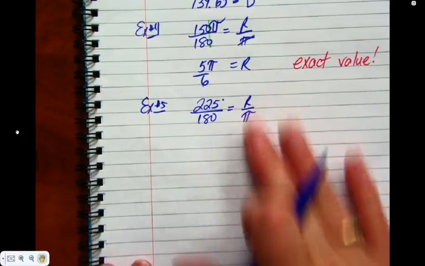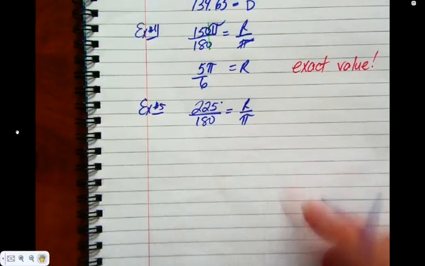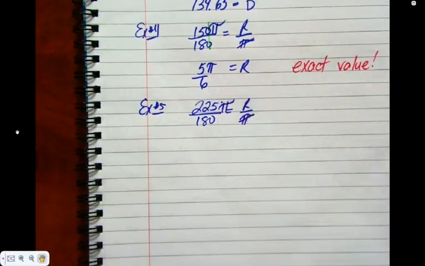Same as the last one. How do I get rid of a division by pi? What's the opposite of dividing something by pi? Multiplying. So I'm just going to tuck it up to the other side and cancel it on the right. Again, mathematically, I've just multiplied each side by pi. This would be something we would expect you to not be able to do in your head. So if you need your calculator to reduce 225 and 180, that's fine. If you can do it in your head, great.